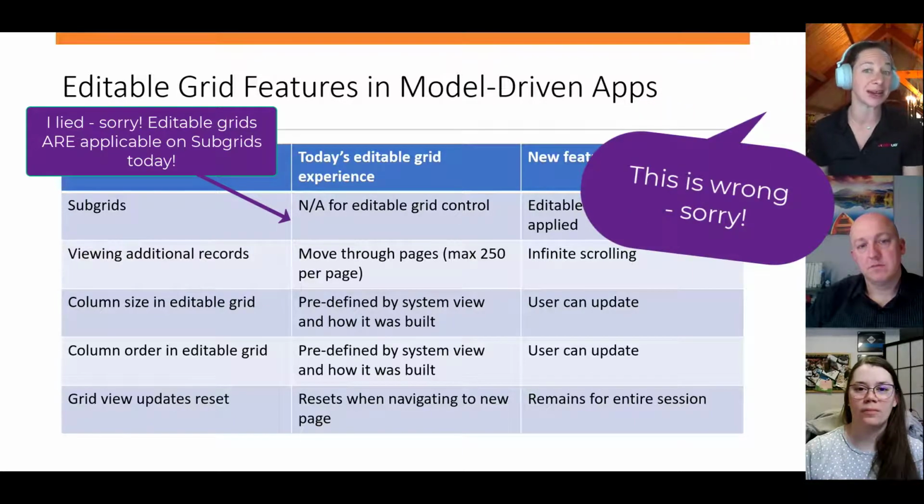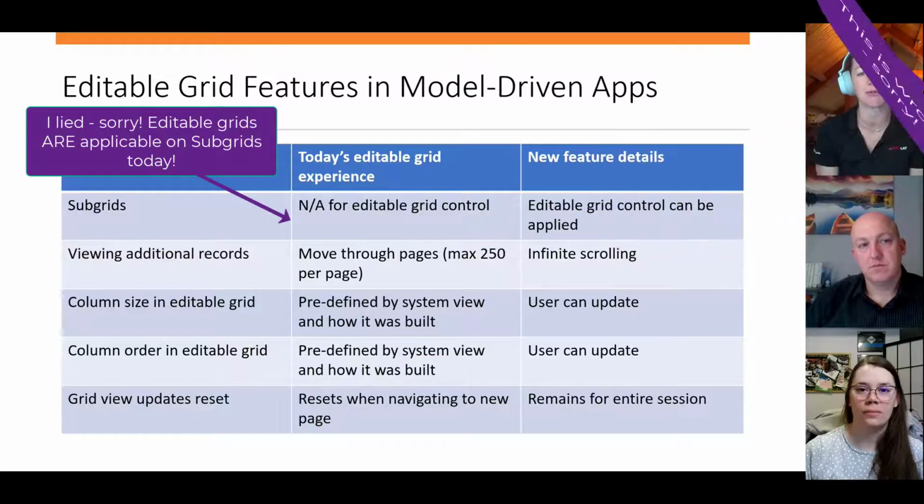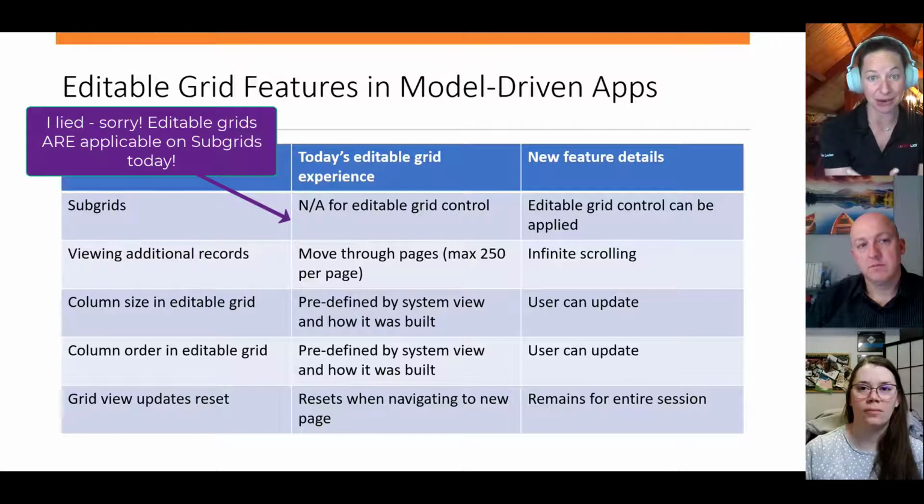And the new one will allow you to apply an editable grid on a subgrid, which is nice because we always like our users to not have to leave one screen to update information. Viewing additional records is going to be infinite in the new feature. Right now, it's limited to whatever your personal settings are in your model-driven app, which is a max of 250.